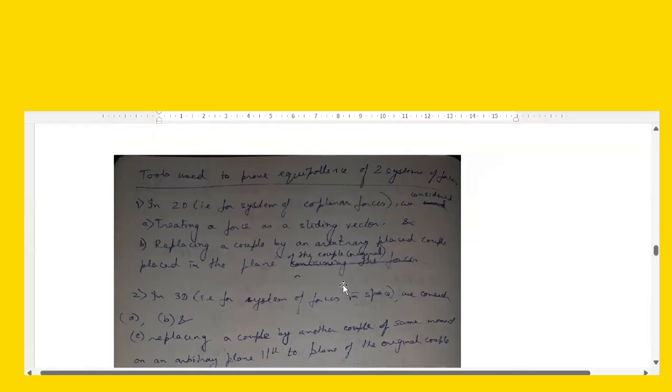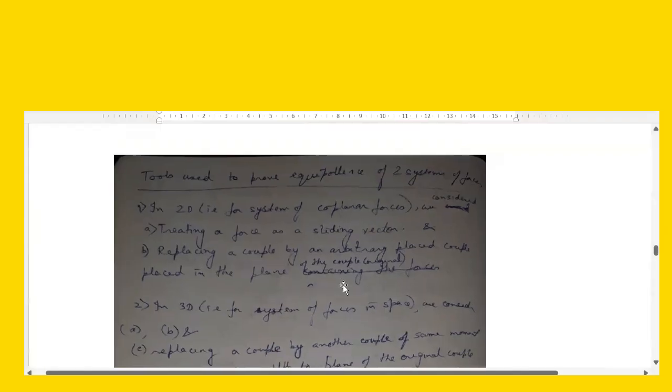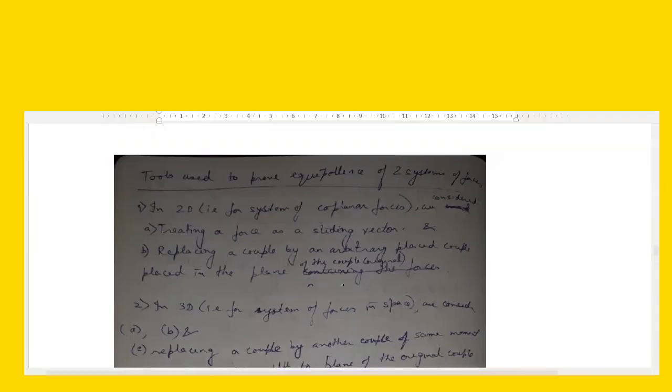We have already used these things whenever we have done coplanar forces. Actually, we will see we have used the first point and we have used the second point for coplanar forces. Now we are getting something extra here. What are the extra things? We will go on. First of all, we can treat a force as a sliding vector.